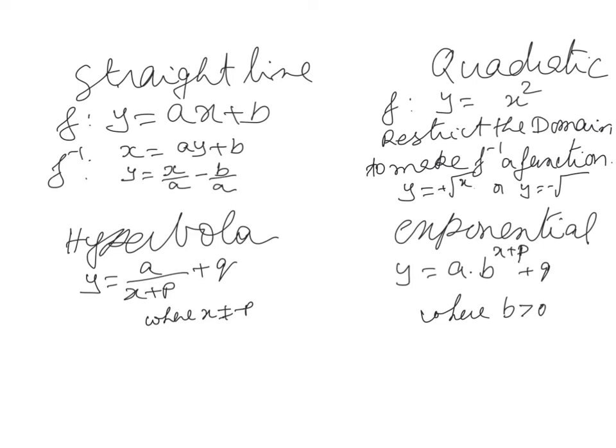We have seen the straight line function y is equal to ax plus b. To find the inverse, we first swap the values of x and y, and then make y the subject of the formula to find the f inverse of a straight line. In the case of a quadratic, to make f inverse a function, we restrict the domain so that the inverse becomes a function. We have seen that.